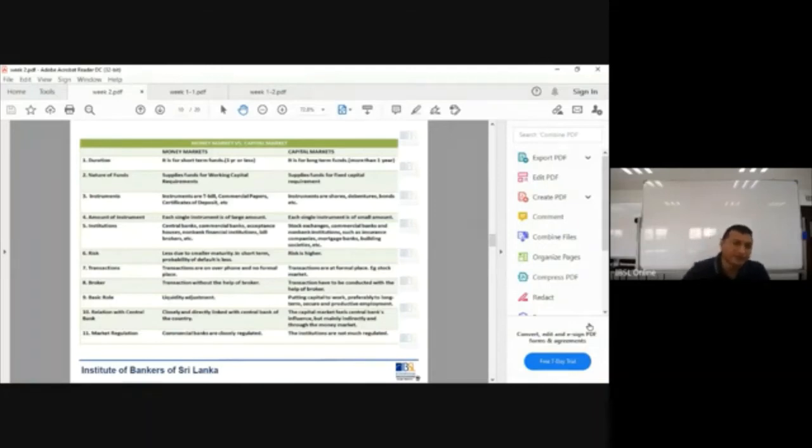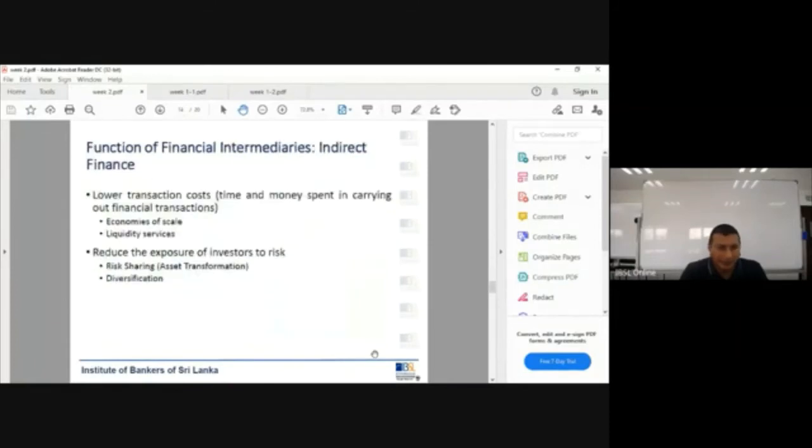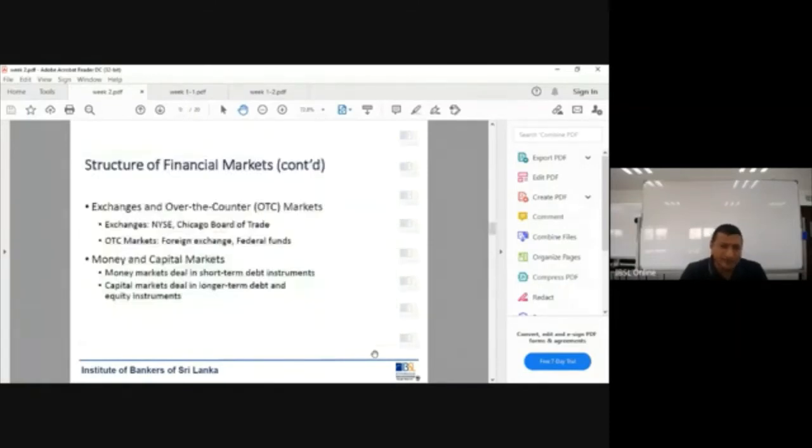Any questions? We have a few more elements to be discussed in this section. I prefer to stop at this point and start from there with the new lesson next week. So if you have any question, you can raise it now.